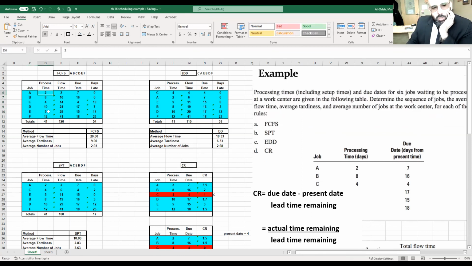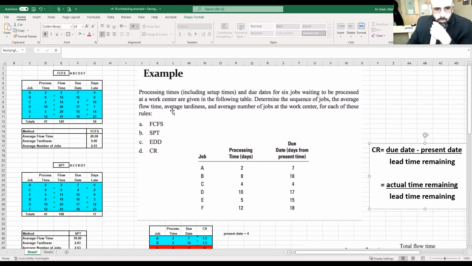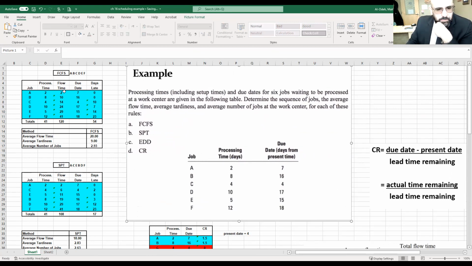So the process time is 2. The flow time for A would be 2. The due date is 7. That is given to us. As you see, I want you to keep an eye on this table as well, because the table will change. Now, do we have any tardiness or late?